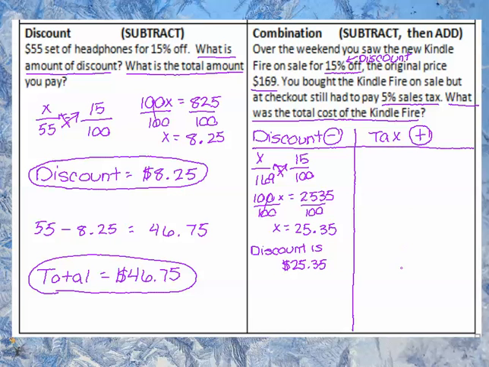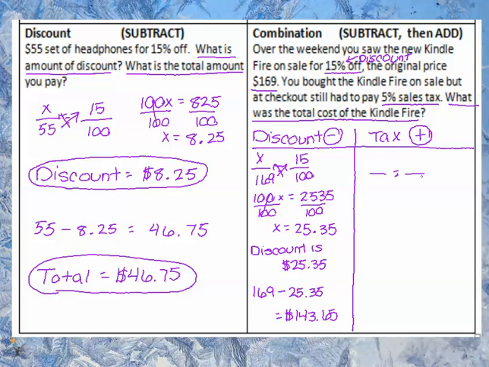But I don't want to know the discount. I want to know how much my total is after the discount and with the tax. So I need to subtract the discount from the total. So 169 minus $25.35. And I'm left with $143.65. Now that's not the answer. I still haven't done this side yet. That's just the amount it costs with the discount. Now we need to worry about our tax.